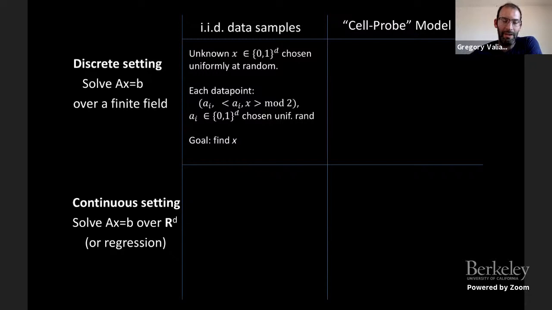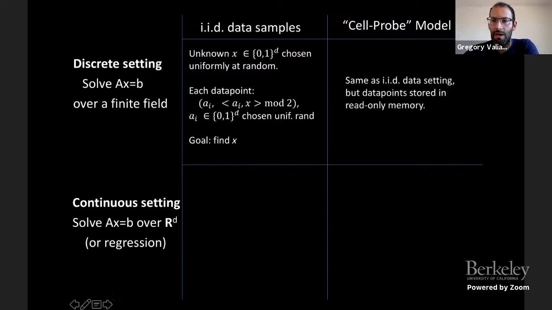So you can think about this as a random linear system over F2, and you're given examples consistent with this linear system. The analogous problem in the cell probe setting is really the same problem, except here the data points, these a_i, comma, the inner product of a_i and x mod 2, are given in some read-only matrix, and they can be accessed on demand. You could think of this setting as having on the order of d data points, or on the order of d squared data points, or maybe an infinite number of data points, and whichever ones you want to look at, you can look.